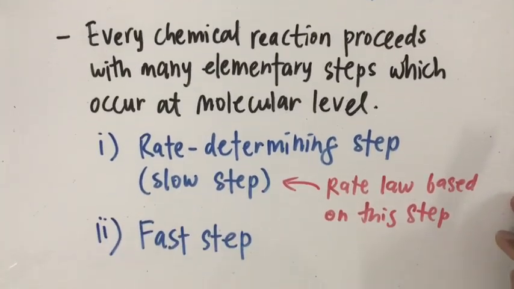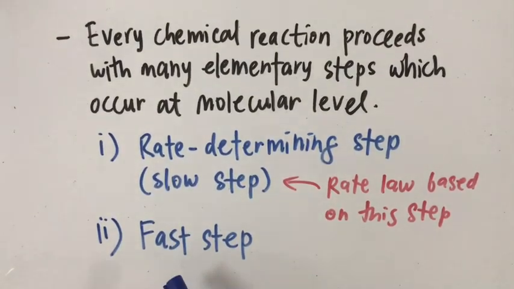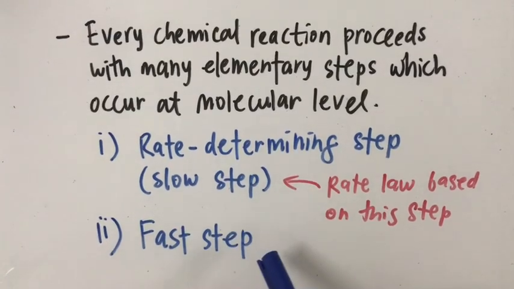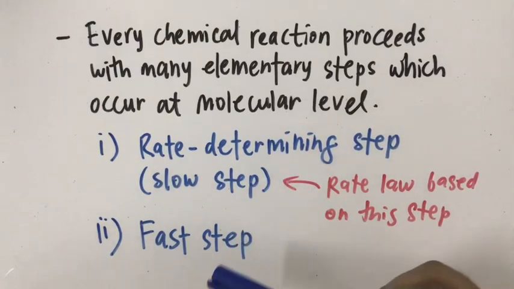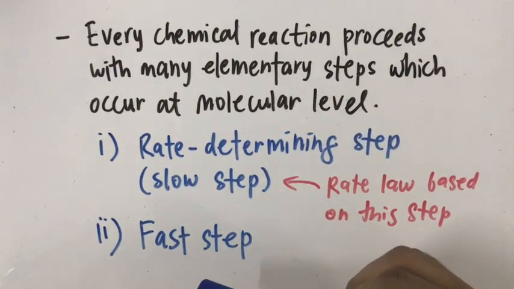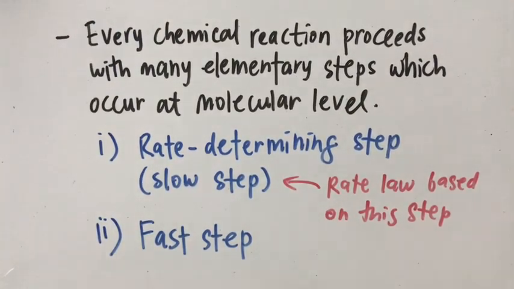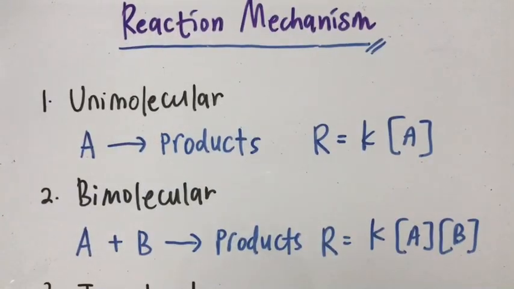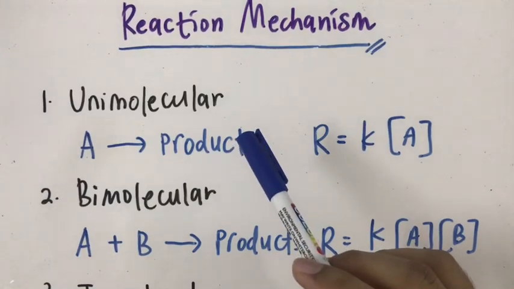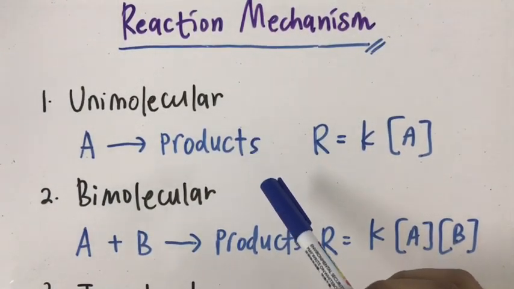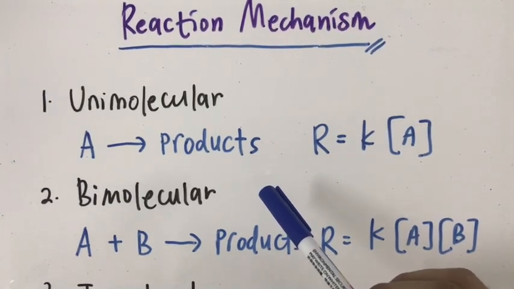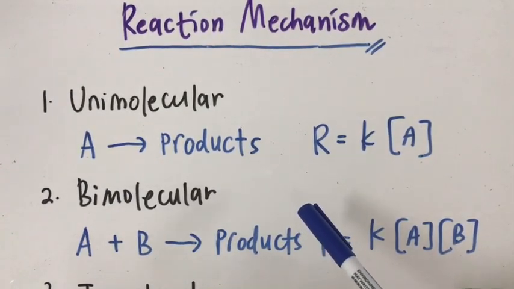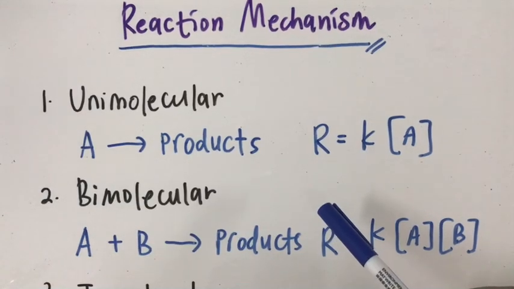Secondly, the fast step. The fast step is where the intermediates are consumed to form a final product. And the sum of these two steps must give the overall balanced equation for the reaction. The elementary reactions in reaction mechanisms are classified in terms of their molecularity, meaning that we can determine the rate law for that particular step based on how many molecules or reactants are involved in the given step.